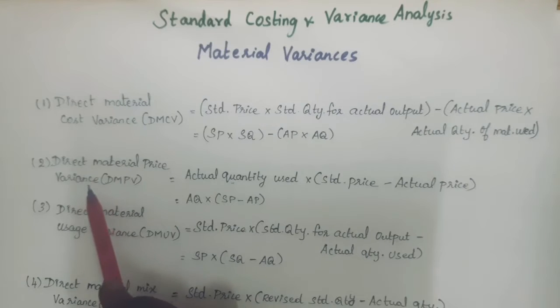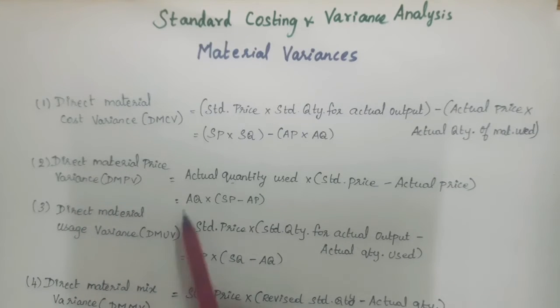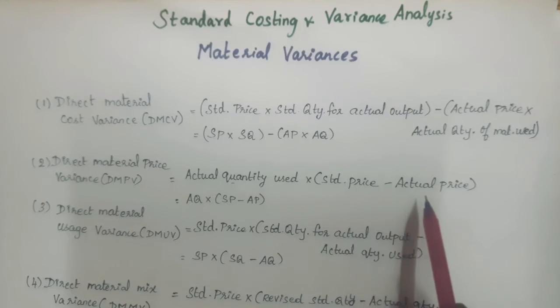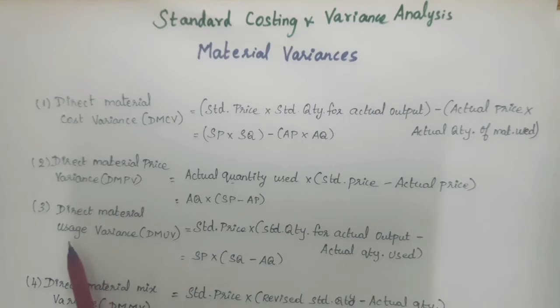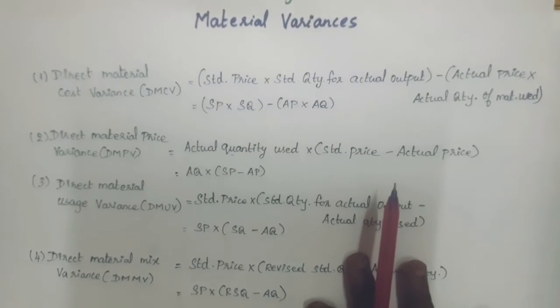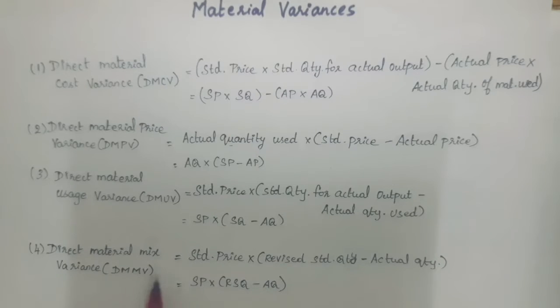And then here we have direct material price variance. For this, actual quantity used into standard price minus actual price. And next, direct material usage variance: standard price into standard quantity for actual output minus actual quantity used. And finally, direct material mix variance. The formula for direct material mix variance is standard price into revised standard quantity minus actual quantity.